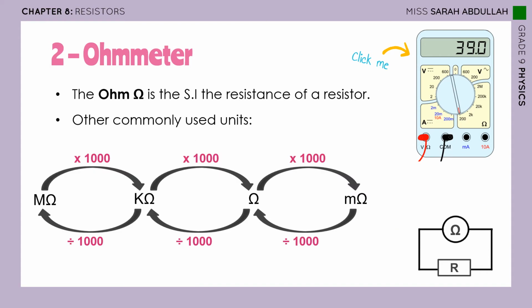We have different units for the resistance of a resistor. The SI unit is ohm. It has the symbol, as we said, of omega. So this is the SI unit, but we have other units that can be used. I have mega ohm, kilo ohm, milliohm. So we multiply by 1,000 going from left to right, and we divide by 1,000 going from right to left. Now let's click on this and see how an ohmmeter works.